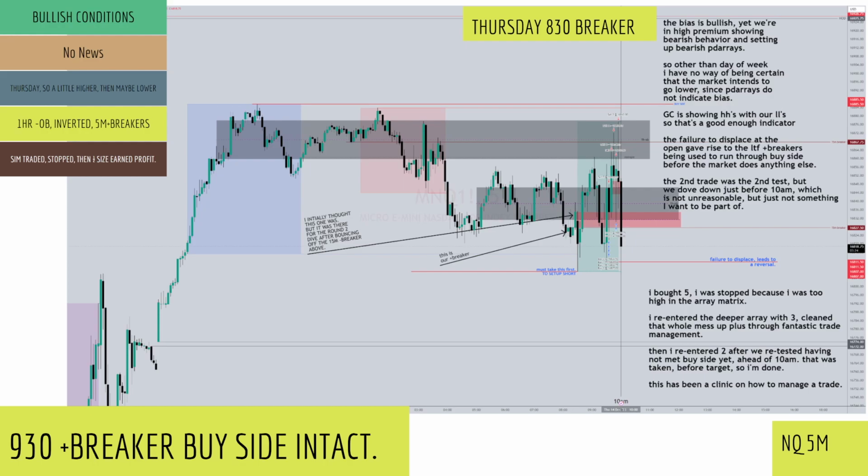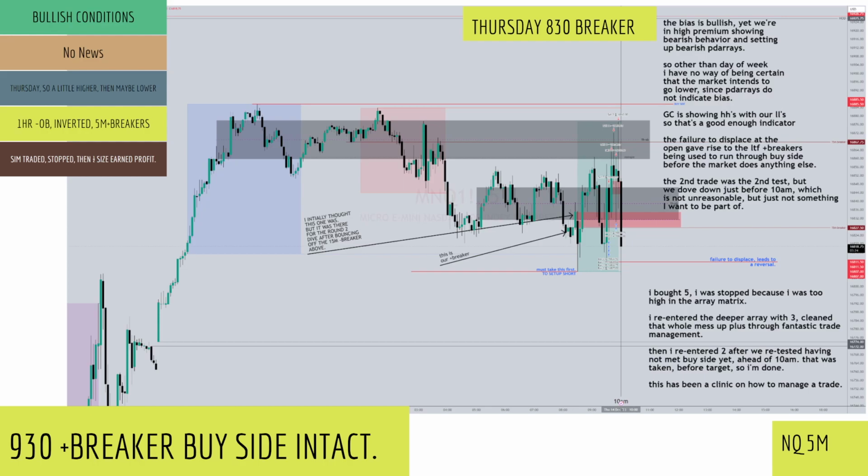The reason I didn't think long to begin with, or why I didn't think short to begin with, is because we're bullish. And while there is buy side above us, I have to accept that the market has to tell me that it's actually going down. I can't just assume it's going down because we're in bullish conditions. So bias is bullish, yet we're in high premium showing bearish behavior and setting up bearish PD arrays. Risk close actually did align with the bearish tilt.